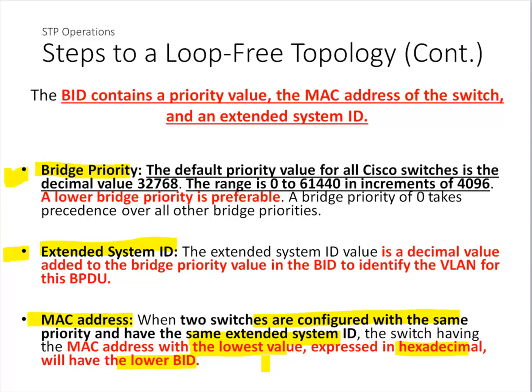Then, a lower bridge priority is preferable. So if the bridge priority is less, then it will be selected as the root. A bridge priority of 0 takes precedence over all the other bridge priorities. That means if the value is less, it will automatically be considered. So this is how the BID will be calculated, based on three things: the priority value, MAC address, and the extended system ID.